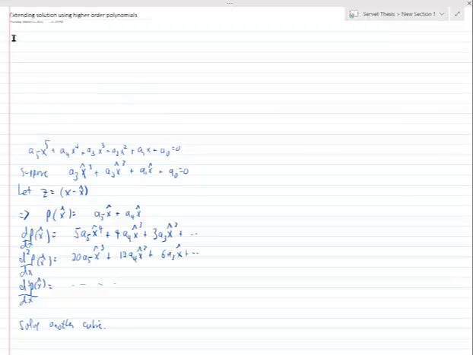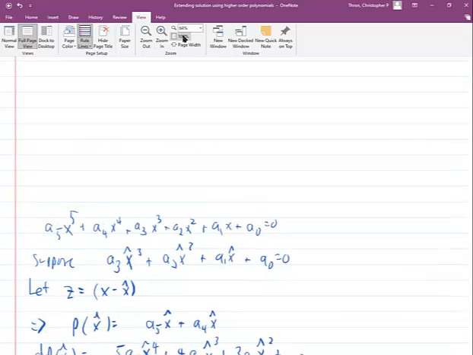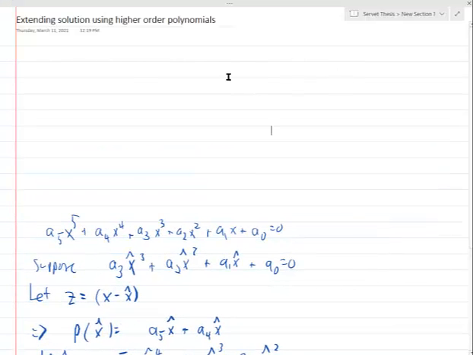Okay, so what we have is, notice that this says extending solution. That means that we start with a solution and make it better. So let's suppose we have a fifth degree polynomial. Actually, that's right here. That's this polynomial down here. So let me just move it up.